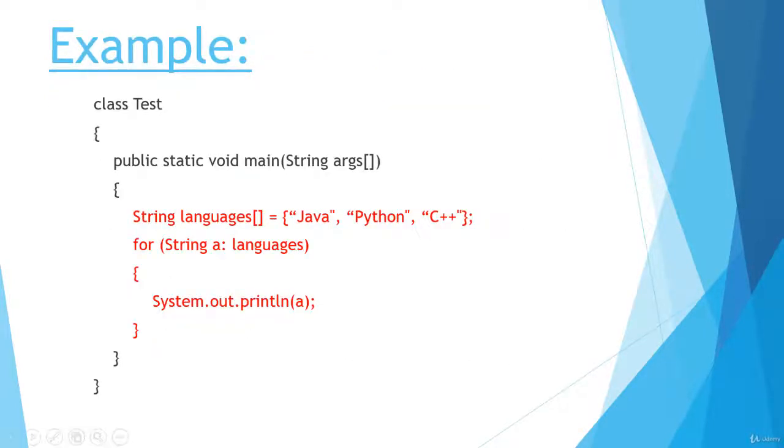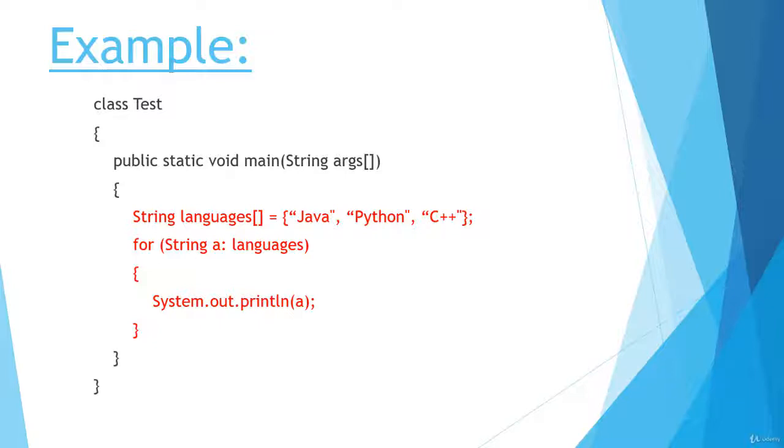I have declared an array here, String languages, and Java, Python, and C++ are elements in the array. An array is nothing but a collection of elements of the same data type. You can say that you can store many values in an array of the same data type. Like you can see, Java, Python, and C++ are of string type, so you can store elements of the same data type in an array. We will definitely discuss the array in our future videos.